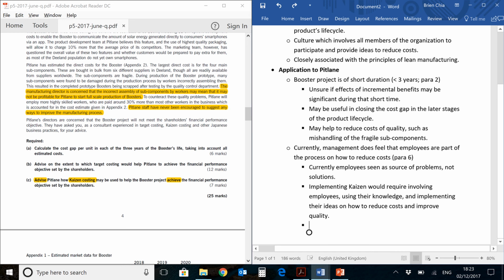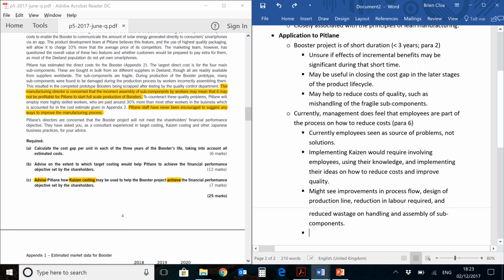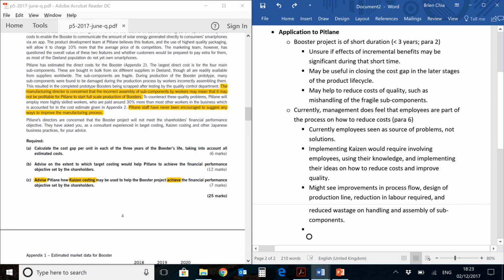So in what areas will we be able to see any sort of improvement? We will probably see improvements in the process flow, in the way they do things. Maybe instead of one big step, you'll break it down into 3 steps. The design of the production line might change as production goes on. They might have more efficient use of the labor hours. And of course, specifically mentioned in the question, you have reduced wastage on the handling and assembly of subcomponents. Because one of the biggest problems here, as you can see, was the misassembly or incorrect assembly of the product. All right, and so that would be our answer.